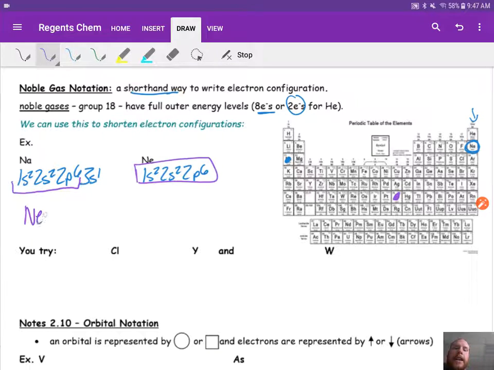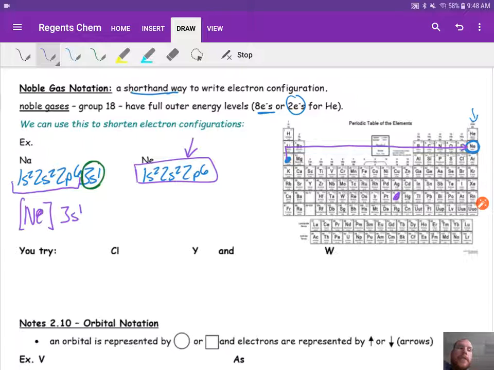So we can just write Ne and put brackets around it, saying that what's in the brackets is represented here as 1s2, 2s2, 2p6, so that we don't have to write all that out. All we need to write then are the valence electrons, which is this part right here. So we would just write 3s1, because that's really the only electron we're concerned about. So for noble gas notation, find your element and go all the way up to where the last filled noble gas was, so up and over to the right, and that's going to be your reference point for the noble gas notation.